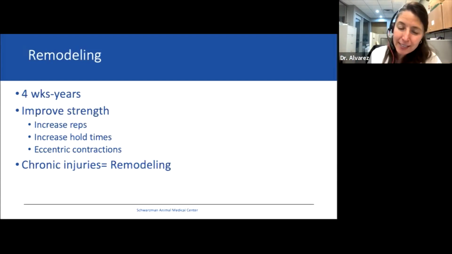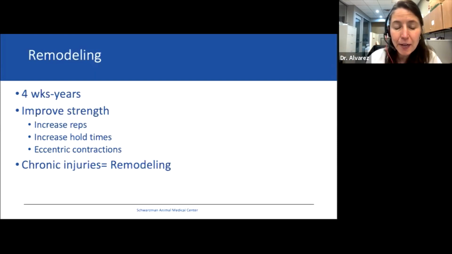It turns out that eccentric contractions are the best way for us to gain strength in a muscle. And so the final stage of rehabilitation is introducing eccentric exercise. And I'll give you some ideas of what those can be. But here the remodeling, typically starting around 4 to 6 weeks, can go on then into years depending on the type of tissue that you're talking about.